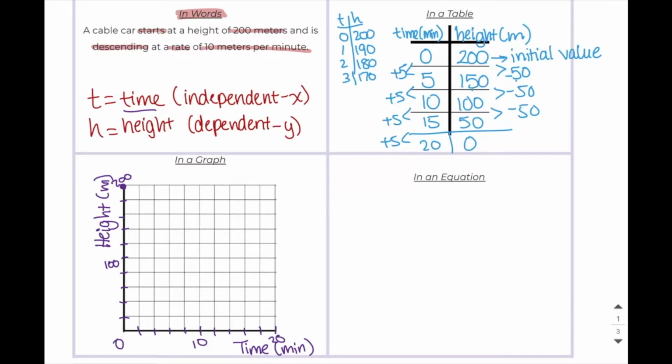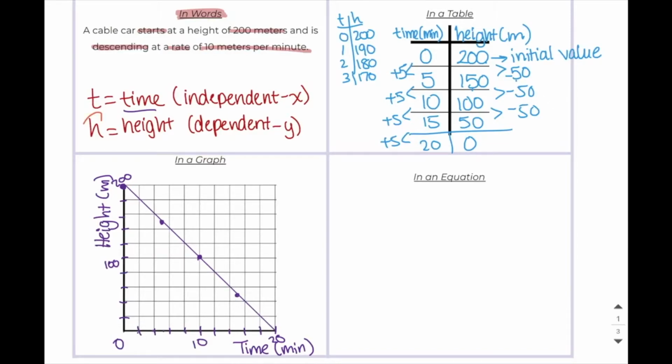So we know that at 5 minutes, so 2, 4, 5 is right here, 5 minutes, it will be at 150. We know that at 10 minutes, it'll be at 100. We know that at 15 minutes, it will be at 50, and that at 20 minutes, it'll be at 0. All of that information I got from my chart right here. So here we can say that my graph will end up looking like this right here, okay? And that's all we have to do for our graph.